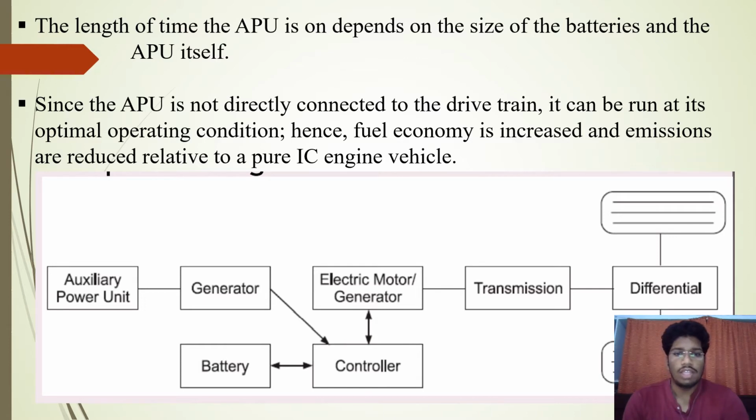That is, as you can see, in parallel there is a difference in the connection of the auxiliary power unit to the electric motor through a clutch. But when it comes to series hybrids, the auxiliary power unit is directly connected to the generator, and the generator is controlled by the controller of the electric motor or generator.